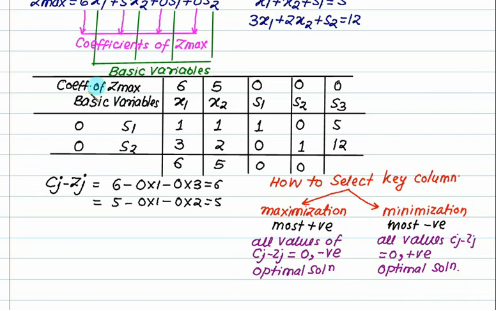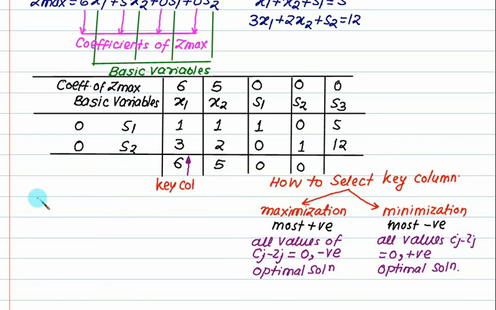Now since we are doing the maximization problem, we have to check the row of Cj minus Zj. If any of the row is a positive number, then you have to select the most positive number, that is this one. So you have to place this arrow. It indicates the key column. Now, how to select the key row?